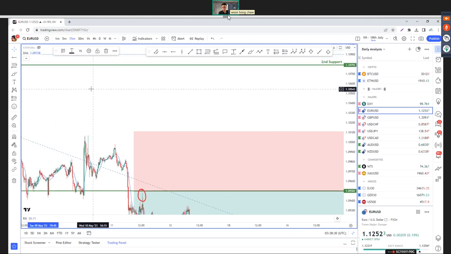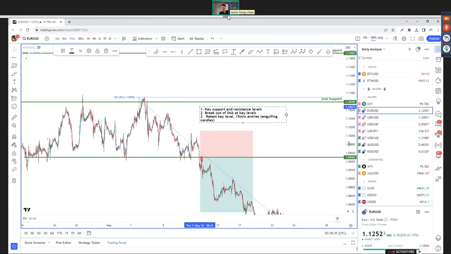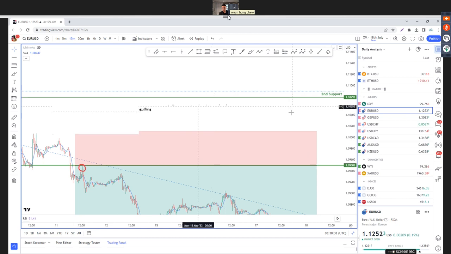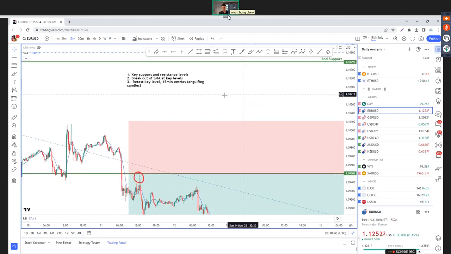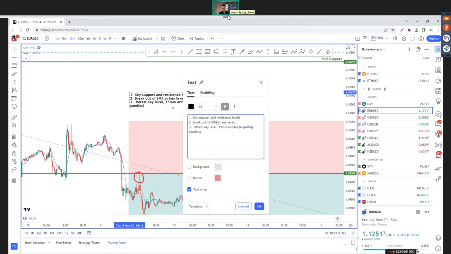Okay, so remember our criteria. Where is it? Yeah. Okay, so let's say we're backtesting this strategy. So it's a break of this key level. And then after that, next we are looking at, sorry, this shouldn't be breakout of SMA. This should be 10 for bearish, for bullish.